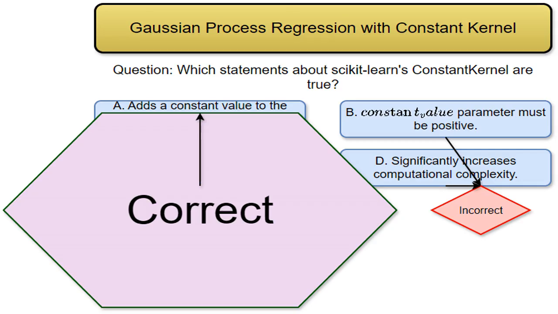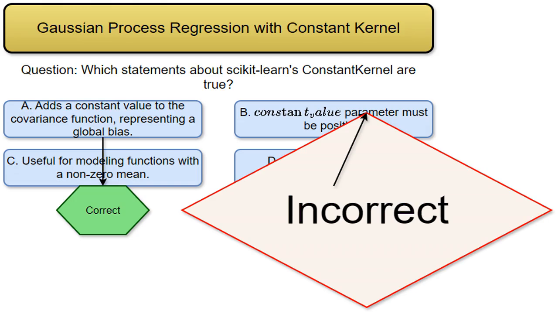Statements A and C are the ones that correctly describe the constant kernel in Sklearn. Statements B and D are false and should not be selected.